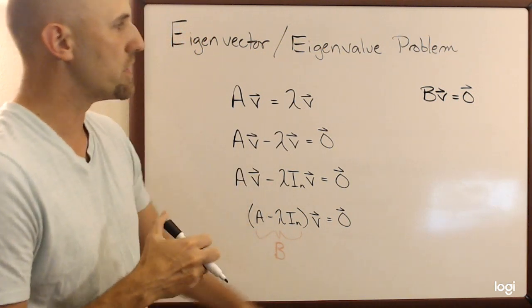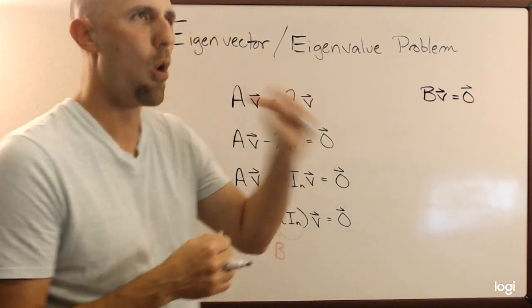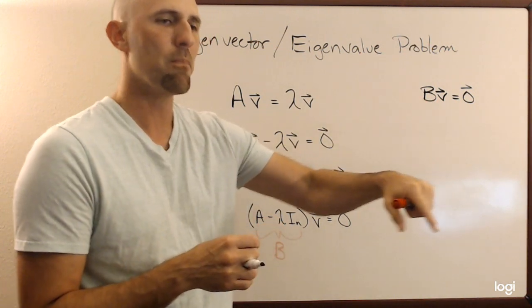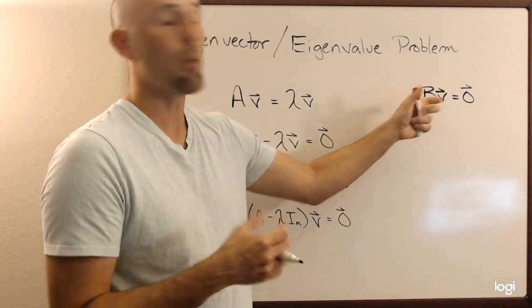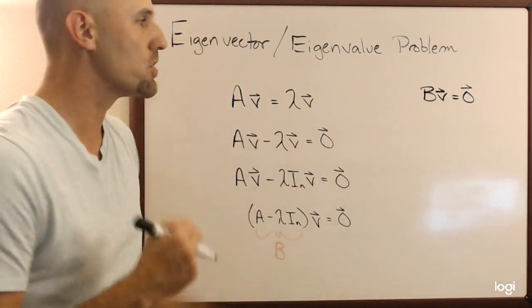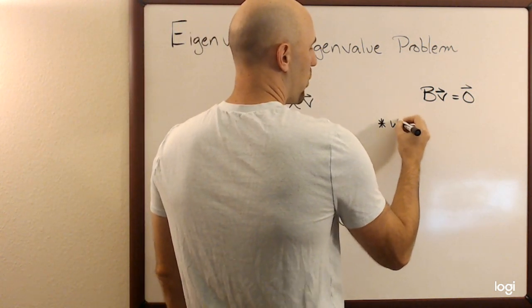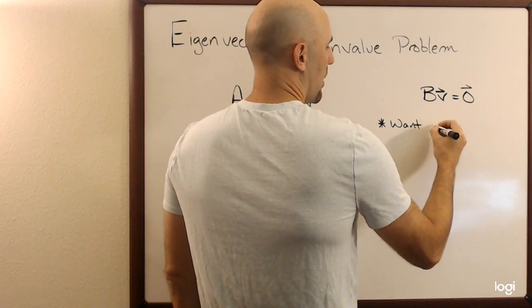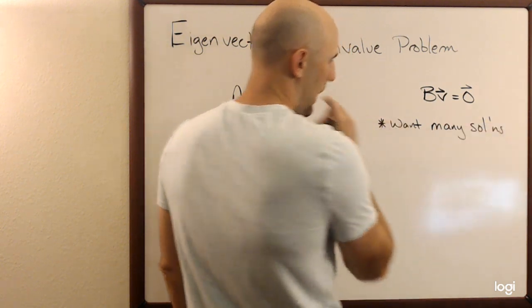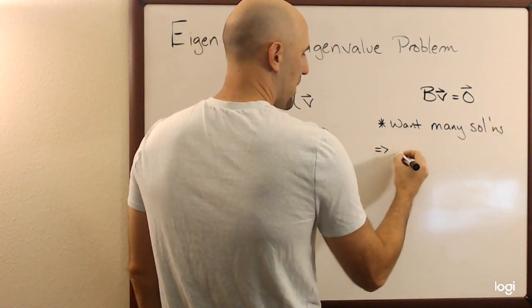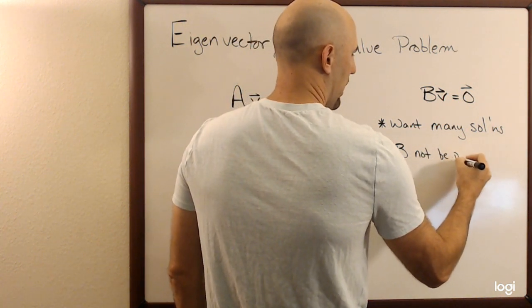And the invertible matrix theorem has a line that says B times v equal to 0 has only the trivial solution v equals 0 if B is invertible. But I want B not to be invertible. That'll give me more than just the trivial solution. So again, following the logic here, we want many solutions, and in order to have many solutions, I need B to not be invertible.